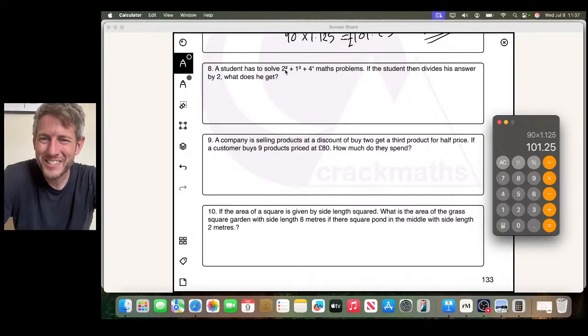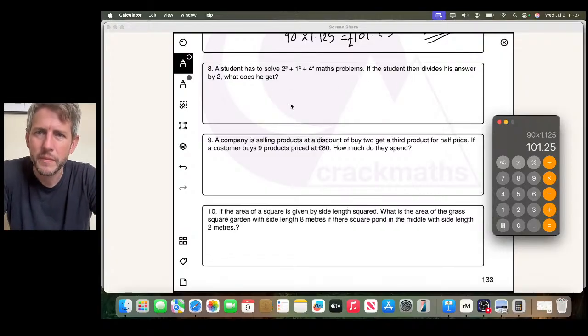Right. Question 8. A student has to solve 2 squared plus 1 cubed plus 4 to the power of 4 maths problems. Wow, that's a lot of maths problems. If the student then divides his answer by 2, what does he get? Okay, this actually doesn't make sense.